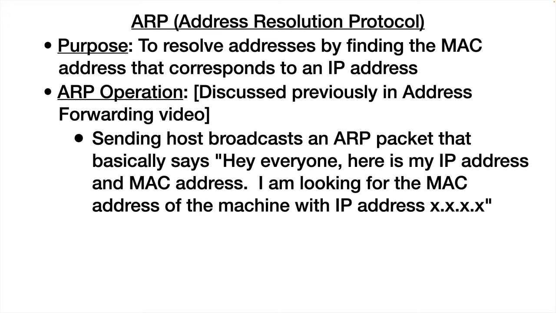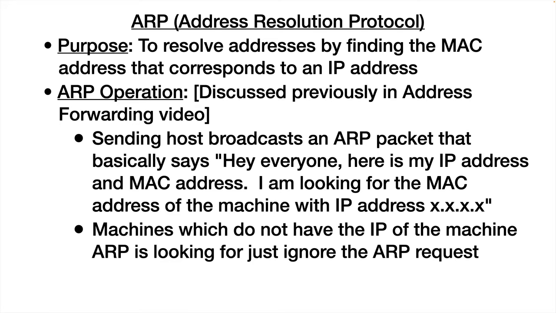So basically what happens is the machine that wants to communicate, that I'm calling the sending host, sends out an ARP packet, and it's a broadcast. So it goes to all machines on the local network and basically says, hey, here's my IP address and my MAC address. I'm looking for the MAC address of the machine with IP address x.x.x.x. So whatever machine or address it wants to communicate with. Now, machines that do not have the requested IP address just simply ignore the ARP request.